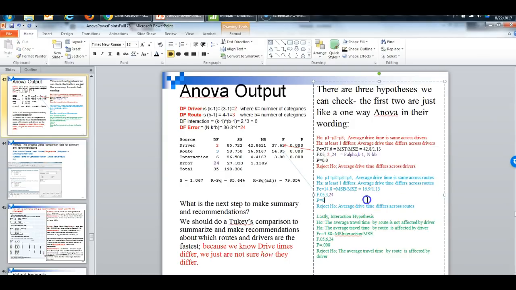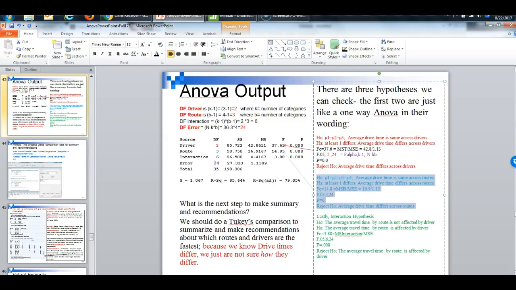All right, here we go. Average drive time is the same across routes. At least one differs. So here is the hypothesis for route. I got an F computed, an F table with 3 and 24 degrees of freedom. Again, my p-value is 0, so reject. Average drive time differs across routes. So one route turns out to be faster than another or slower than another too.